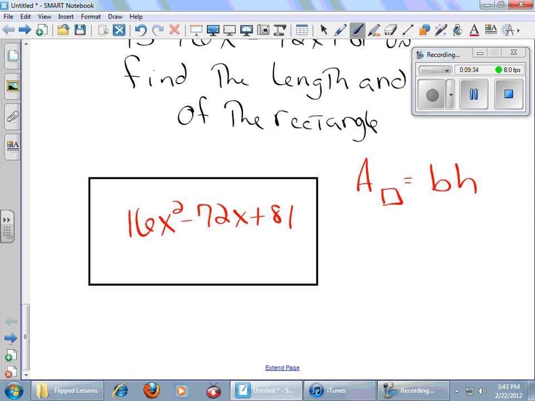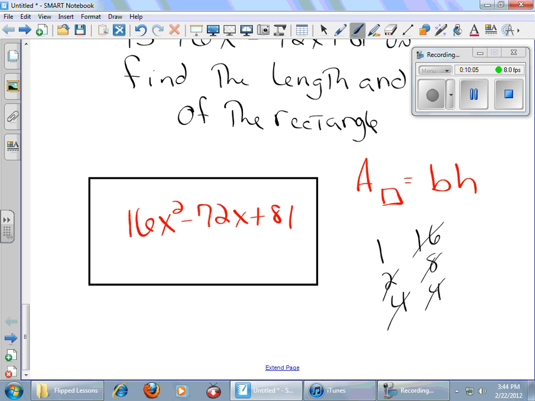Well, look at this. This polynomial, the area polynomial, kind of looks like a perfect square trinomial. Let's see. I already checked for a GCF. I don't think there's a GCF in there. I know for a fact the factors of 16 are 1 and 16, 2 and 8, and 4 and 4. 16 is not going to go into 81 evenly. 8's not going to go into 81 evenly because 81's not even. 4's not going to go in. 2's not going to go in.